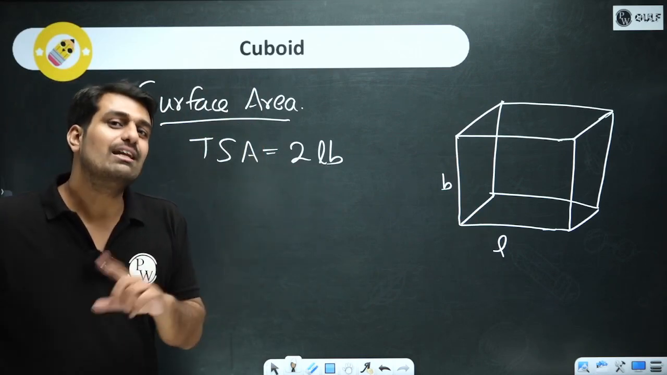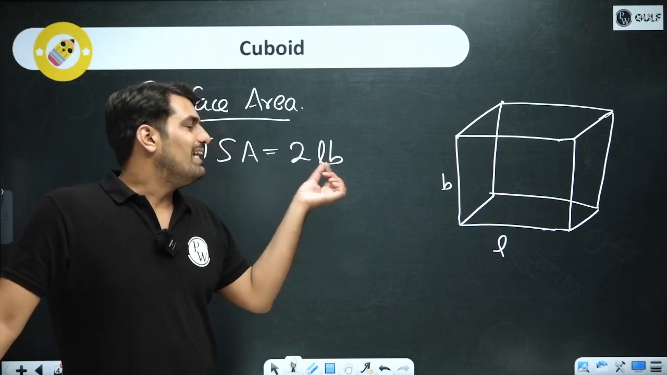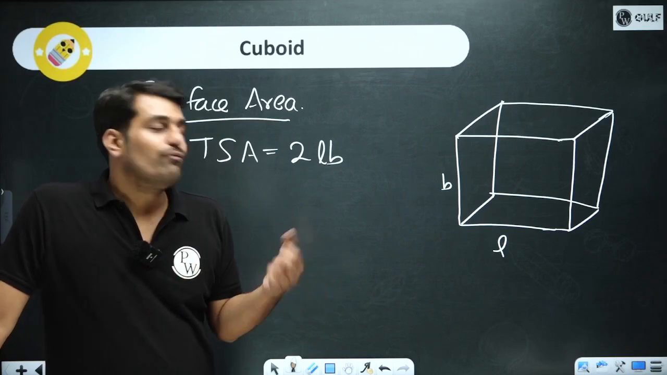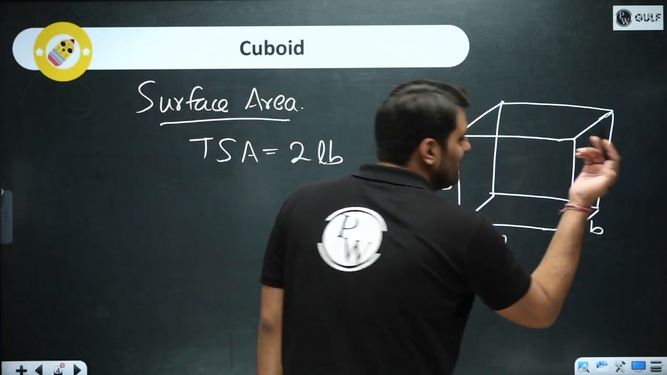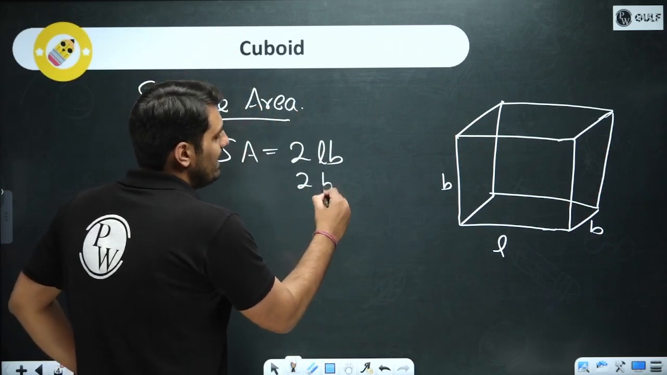Same thing I'll be doing with the other faces, but here is the difference. Over here it was length and breadth. Every time it will not be the same. For the other face it might be breadth and height. So I'll write over here twice of breadth into height.